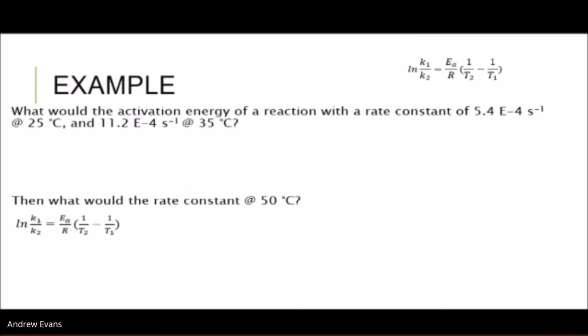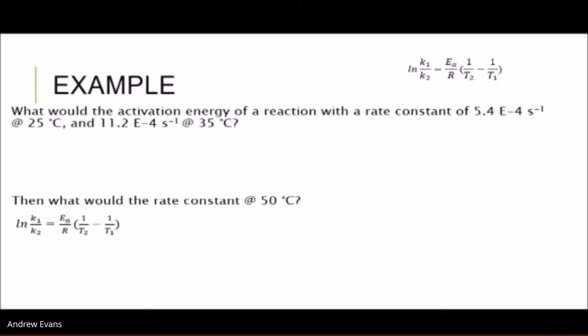We'll do these 2 problems with this. What would be the activation energy of a reaction with a rate constant of 5.4 times 10 to the negative 4th at 25 degrees C and 11.2 times 10 to the negative 4th at 35? So let's write my equation, ln K1 over K2. Please note, you may find this in the textbook slightly flipped, depending on whether you have negative EA or positive EA.